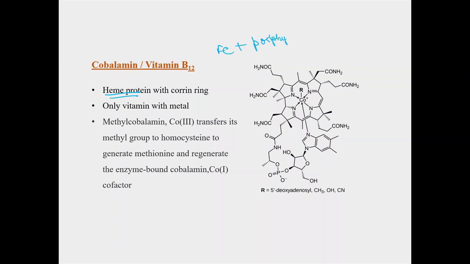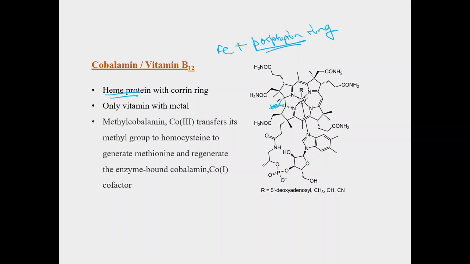Sorry, iron center and iron ring is what we say. But in this case, this is not a porphyrin ring. It is a corrin ring. But the difference between the porphyrin ring and the corrin ring is just this CH. This one CH is present in that porphyrin ring, but cobalamin has a corrin ring where the CH is not present.